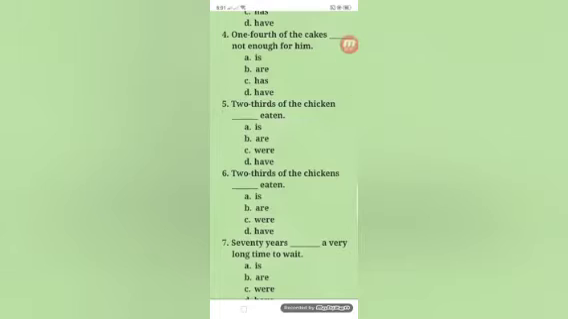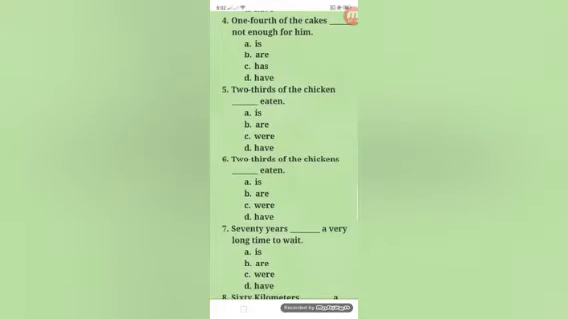Number 5, we have here 2/3 of the chicken. Number 5 and 6 are also related with number 3 and 4. Same rule. 2/3 of the chicken, blank eaten. And number 6, 2/3 of the chickens, blank eaten. Remember, take note of the noun or the object of the preposition of after the fraction. So number 5, it's singular chicken. That means there is one whole chicken and 2/3 of that.